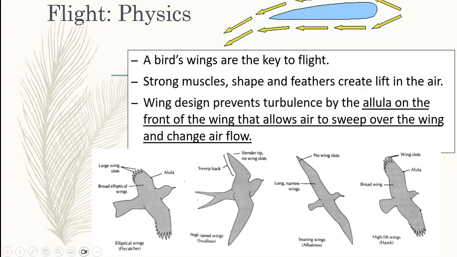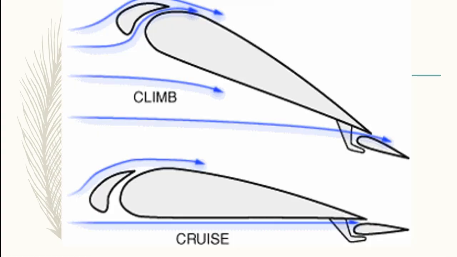All right, so their strong muscles are going to give them their engine, and then the shape is going to create the lift. Okay, the alula right here on the front of the wing allows the air to sweep over the wing and change the airflow. It really does handle some of that difficult air. Okay, so you can see different birds here in flight, and I think we're going to watch a little video.